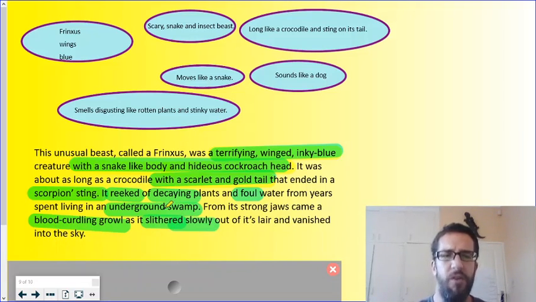So if we look in total now, how many sentences have I written? Well, let's have a look. There's my first one over there, which ends with head. That's one sentence. My second sentence goes all the way to the end of sting. That's two sentences. My third sentence describes what it smells like and where it lives. That's three sentences. And my fourth sentence over here talks about the sound that it makes and how it moved. And it finishes with sky.